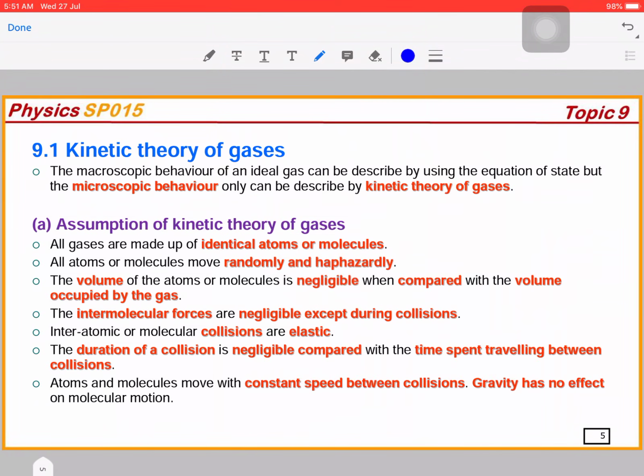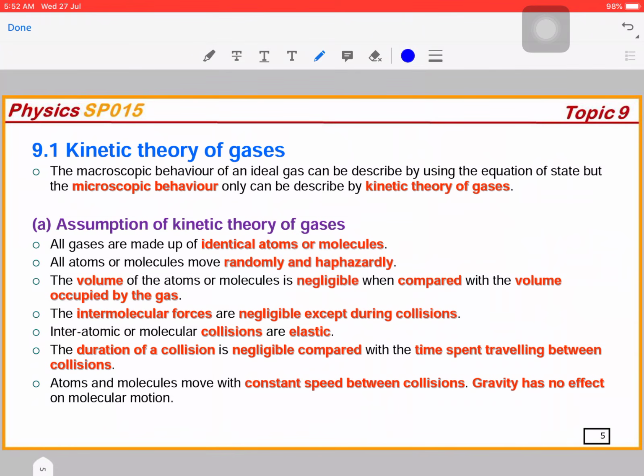Okay, kinetic theory of gases. The macroscopic behavior of an ideal gas can be described by using the equation of state, but the microscopic behavior only can be described by kinetic theory of gases. So in order for us to use kinetic theory of gases, there are a few assumptions that we need to take into consideration.